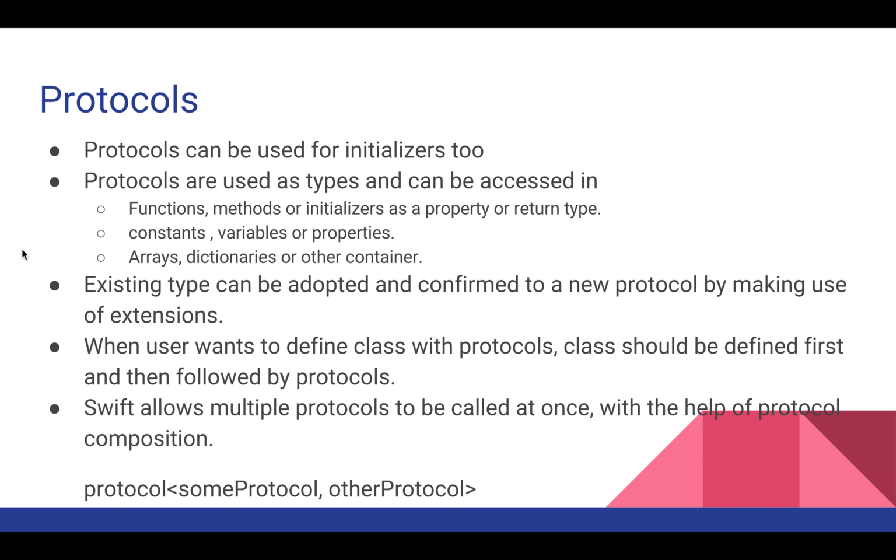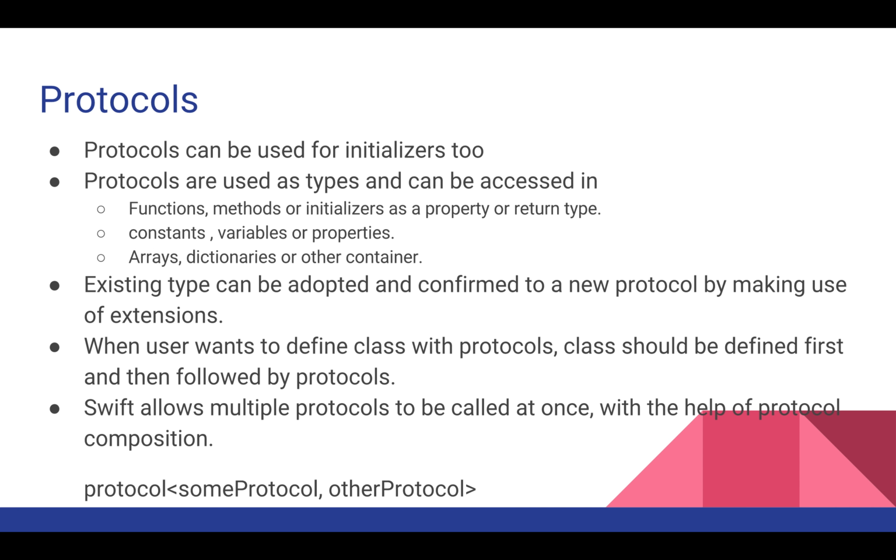Protocols can require specific initializers to be implemented by conforming types. You write these initializers as part of the protocol's definition in exactly the same way as for normal initializers, but without curly braces or an initializer body. Protocols do not actually implement any functionality themselves. So, any protocol we create is a type which we can use in our code.